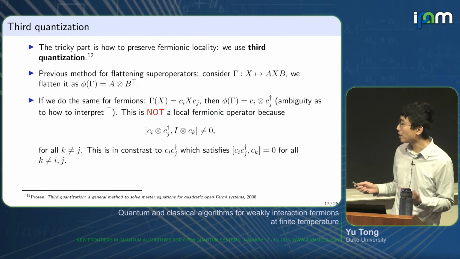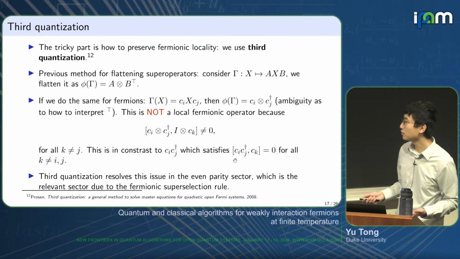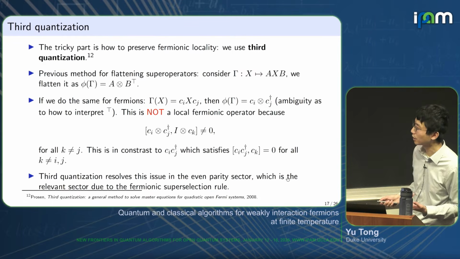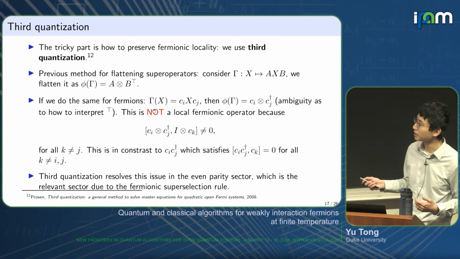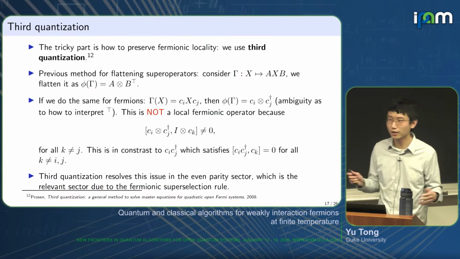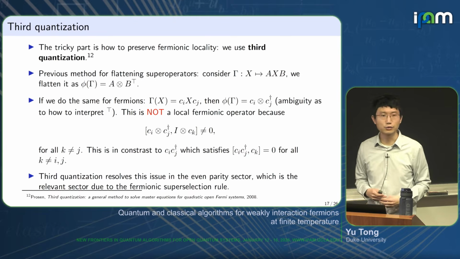And there is a way to guarantee fermionic locality, but you actually need to restrict to the even parity sector. But it turns out this is the relevant sector set by the fermionic superselection rule. So I will not go into detail. Basically, I will only tell you why the spin approach doesn't directly work. How the fermionic approach works, I can explain later after the talk. Any questions?